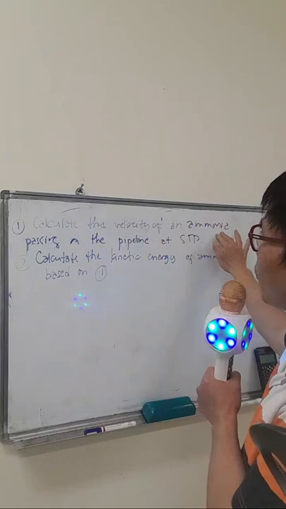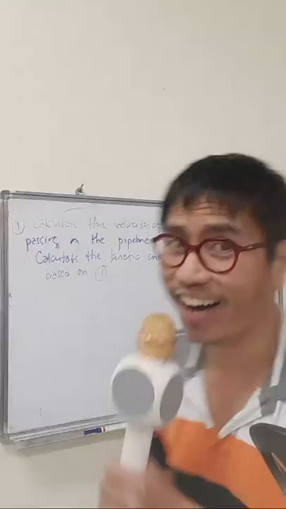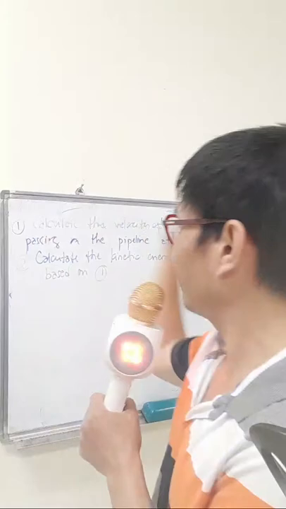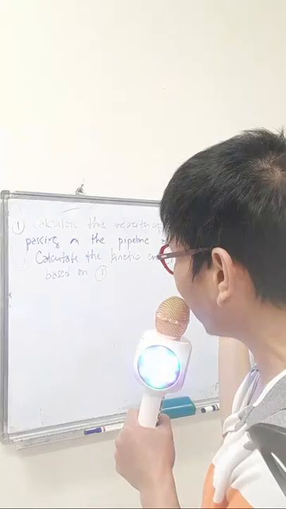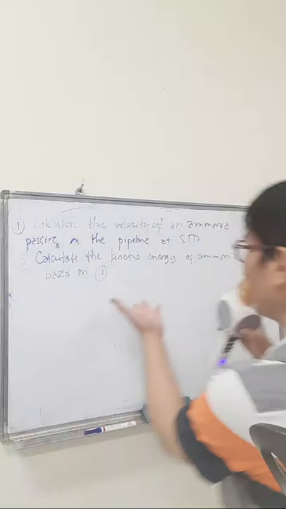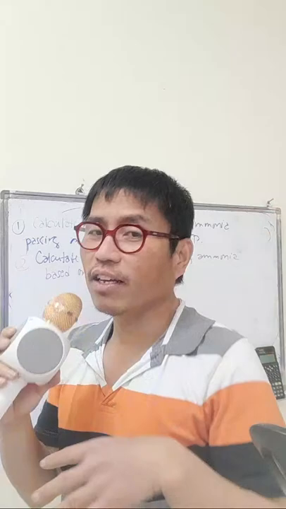Number 2, calculate the kinetic energy of ammonia based on number 1. If we already have the velocity from number 1, then we can compute for the kinetic energy. But there's no given again, see? There's no data, there's no numerical figure. So this is tricky, but the theory will work for this.